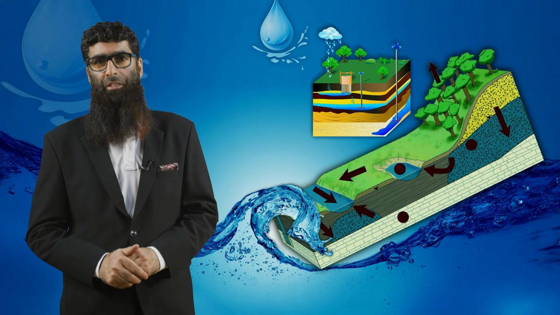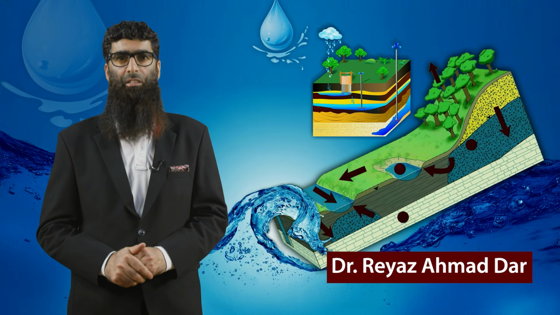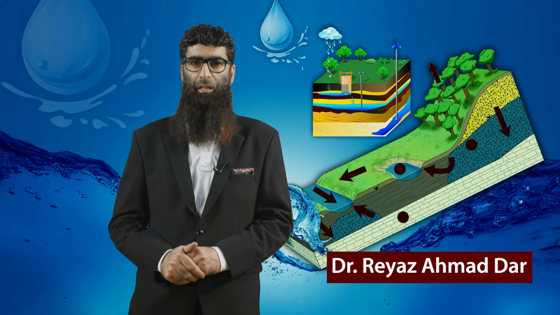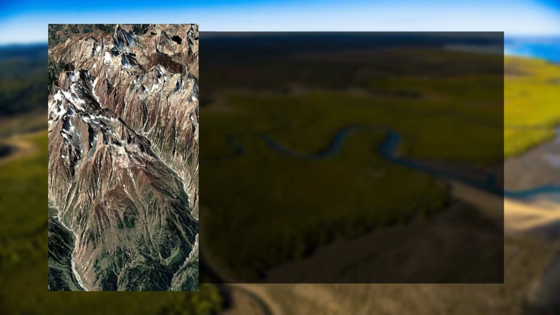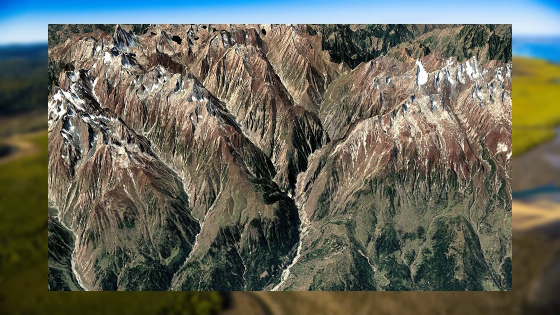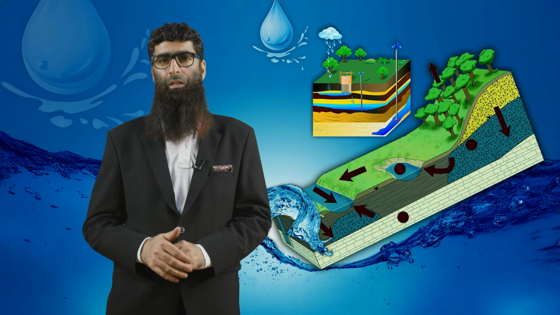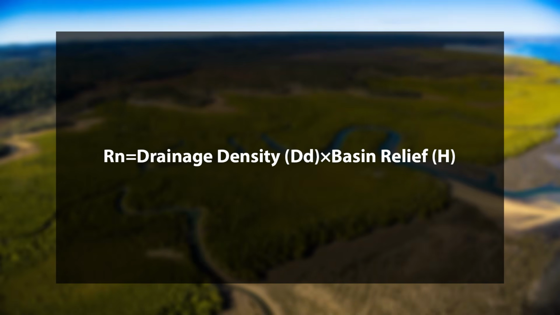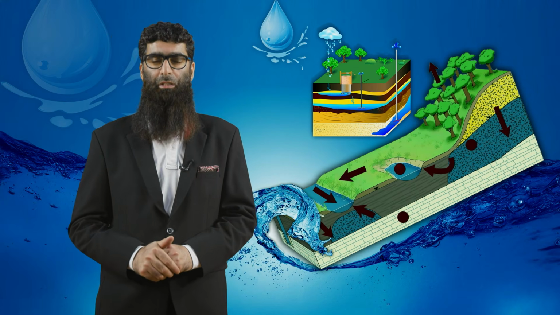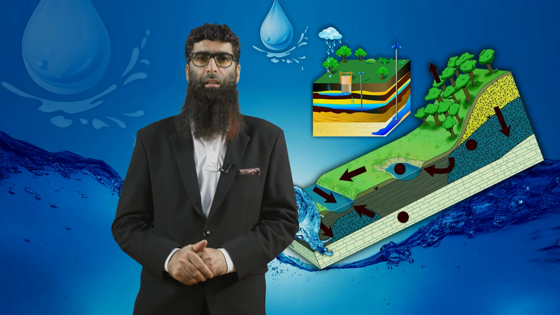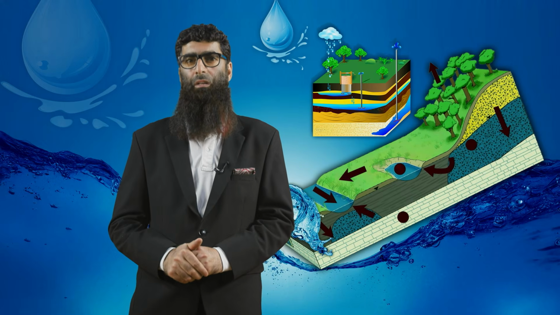It is a dimensionless morphometric index and is used to describe the degree of ruggedness or dissection of a drainage basin or watershed. It combines relief, that is vertical steepness, and drainage density, that is length of streams per unit area. It is calculated as Rn = drainage density × basin relief, where Dd is expressed in kilometers per square kilometer and H is in kilometers or meters.